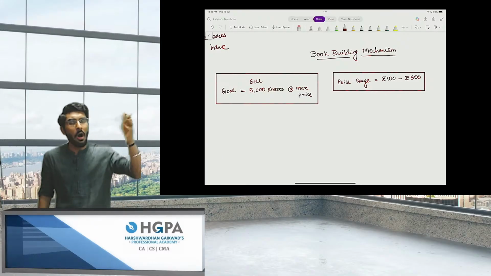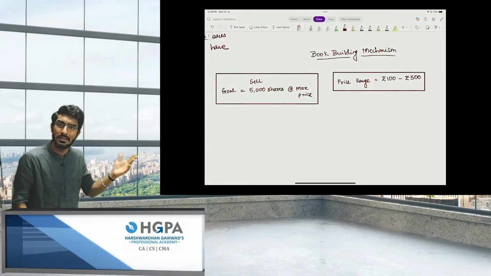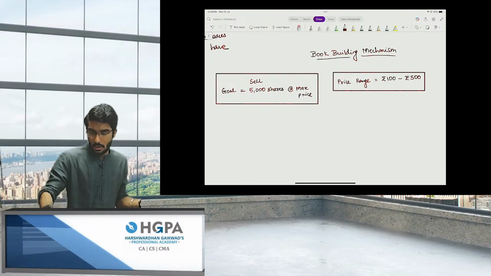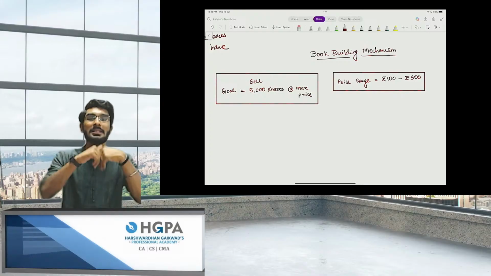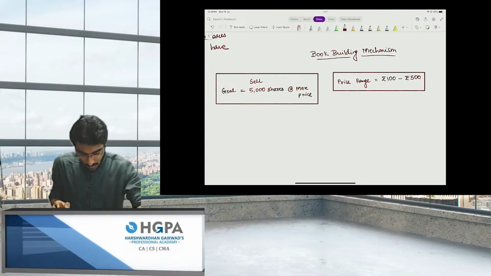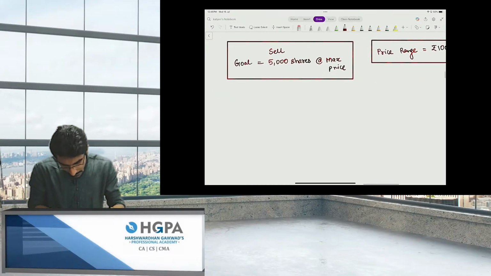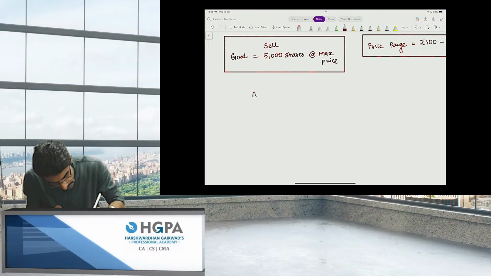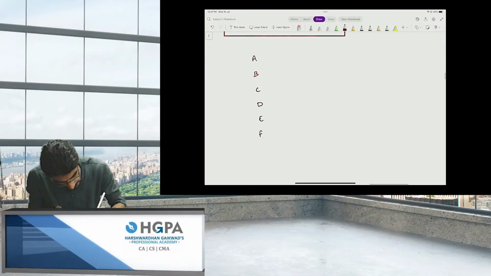Do you think, people, all the investors will quote the exact same price? No. Some investors might quote more, some investors might quote less. So we will now invite bids from the investors. We will ask them, how much are you willing to purchase the shares for? Now people, if I give them the price range, I will receive bids from, let's say, A, B, C, D, E, F, G. Okay, let's take till G.